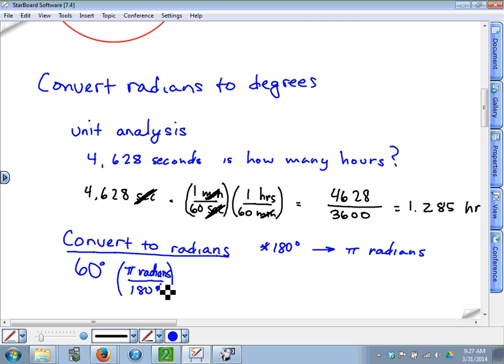Now, if the degree here is on the bottom and there's 1 on the top, then the degree symbols cancel. We're no longer in degrees anymore. What are we now in? We're in radians. Now you multiply straight across. 60 times pi is just 60 pi radians divided by 180.